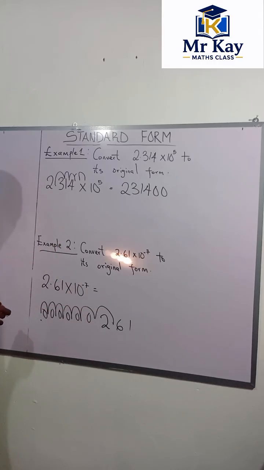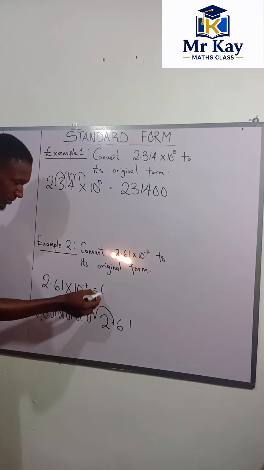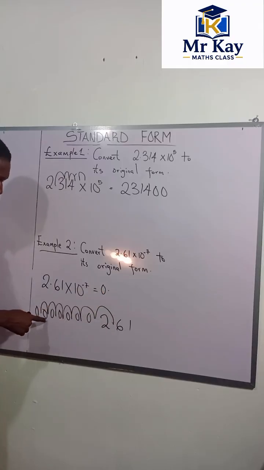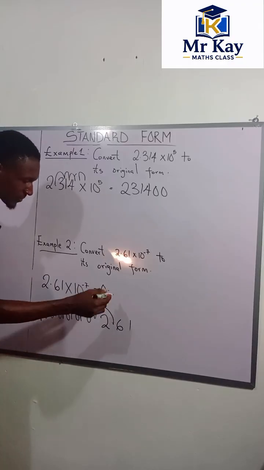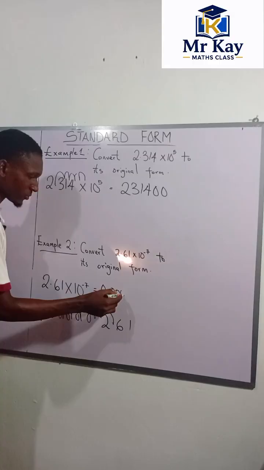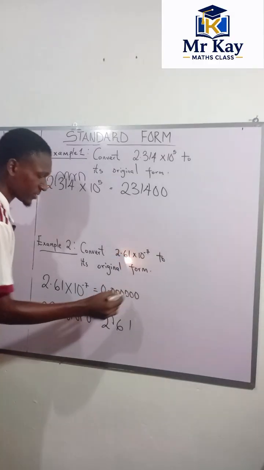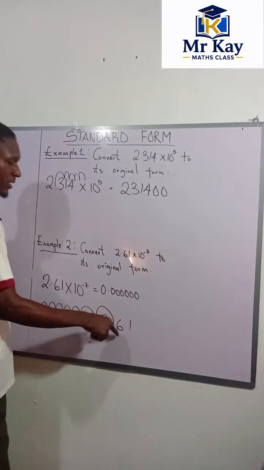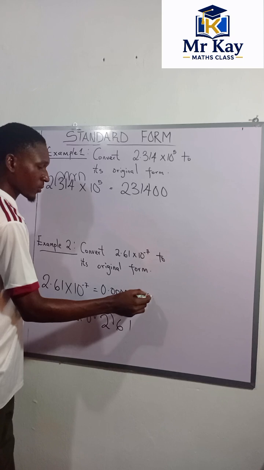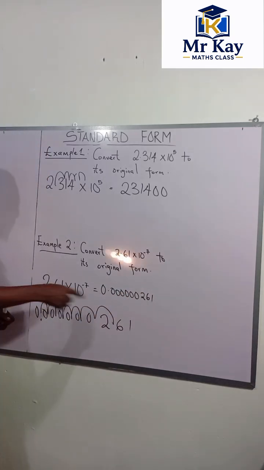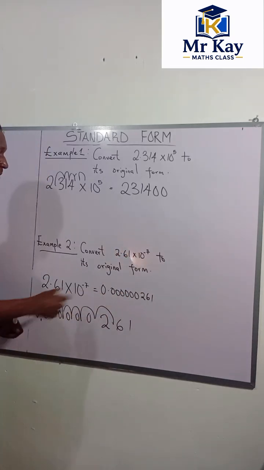And your answer is going to be what? Remember, before this point too, there is also a 0. Therefore, your answer is going to be 0 point, how many zeros? 1, 2, 3, 4, 5, 6. Then 2, 6, 1. This was the original number. This is the original form of the number.